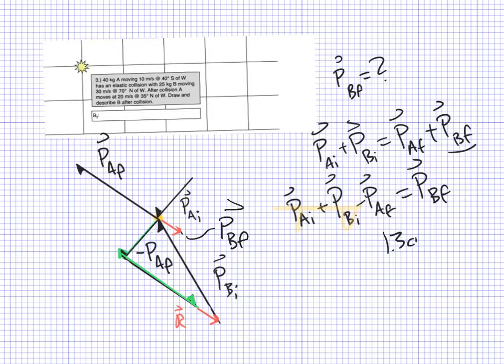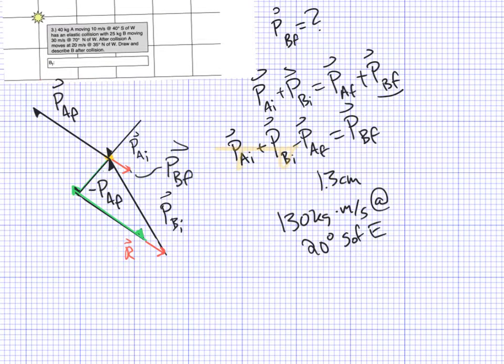Using our scale of 100 kilogram meters per second equals 1 centimeter, this gives us 130. And I got an angle of about 20 degrees south of east. Because this is a head-to-tail method, it's not super accurate, and we'll make tiny errors that will add up, especially when we have such a tiny resultant.